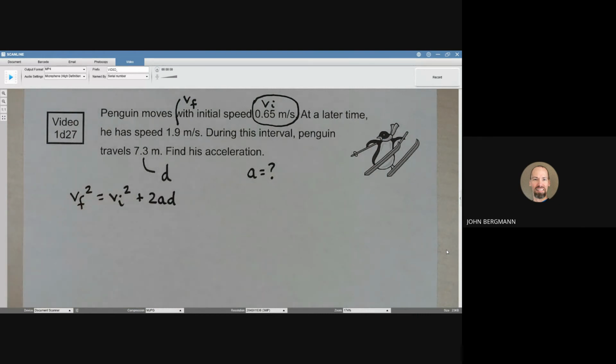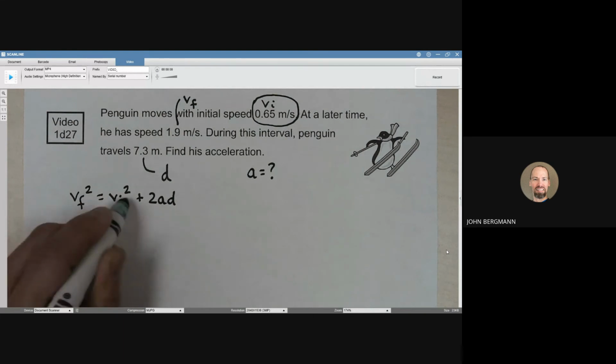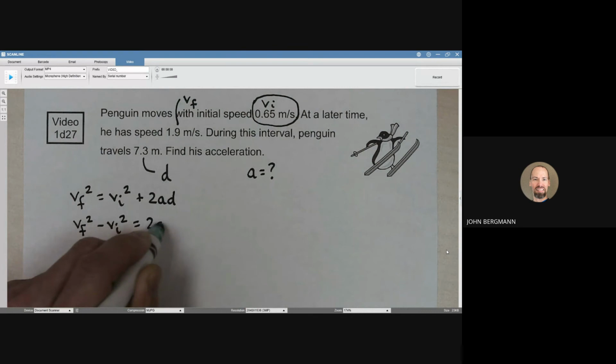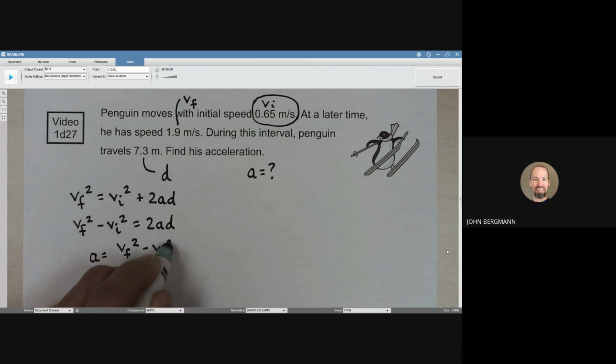Let's solve this equation for A. I will go ahead and show the work. If you don't need to, that's fine, but you need to make sure you can do this correctly. I'm going to subtract VI squared from both sides, which leaves us with that. Now, to get A by itself, we're going to divide by 2 and also by D. The acceleration that we're looking for is going to be VF squared minus VI squared in the numerator, divided by 2, and also divided by D.